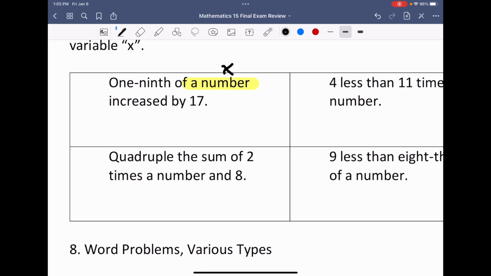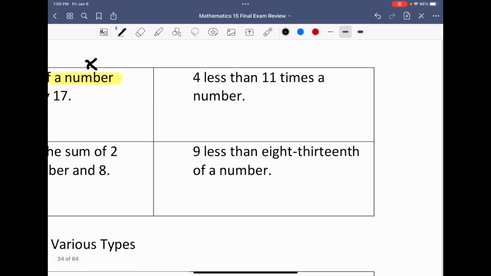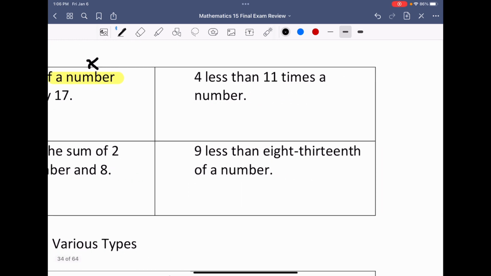1/9 of that number, so 1/9 times x, is increased, plus 17. So we go 1/9 of a number, which in this case is just x, plus 17, because it's increased by that. Okay, 4 less than 11 times a number. Remember that classic phrase, a number, what are they referring to? That's our x. So we say 11 times whatever that number is, minus 4, because it's 4 less than 11 times that number.